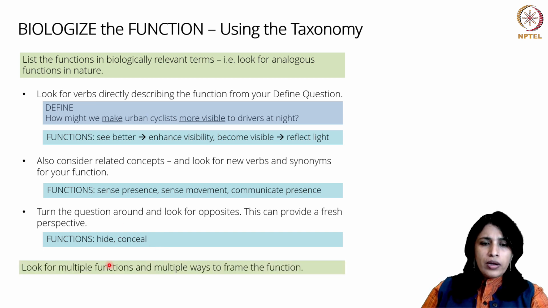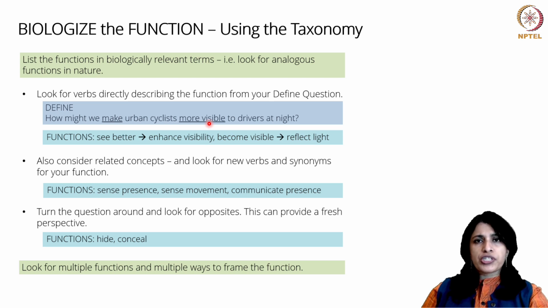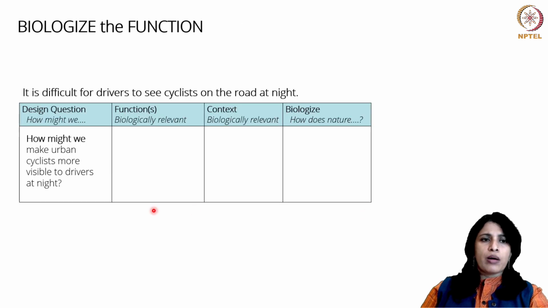So one tip here would be to look for multiple ways to frame the function, just like I did here. Don't just stop with making more visible, therefore enhancing visibility, let's move on. You'll be very disappointed with yourself if you just do that, because you'll find that you're getting stuck. So look for multiple functions and multiple ways to frame the function. So coming back to our example, how might we make urban cyclists more visible to drivers at night?